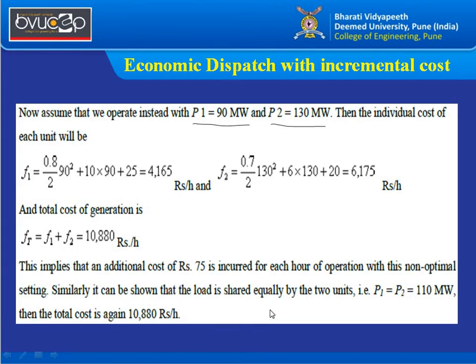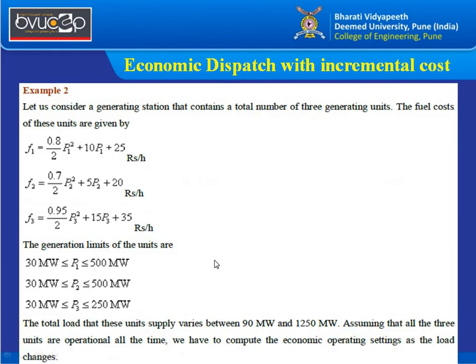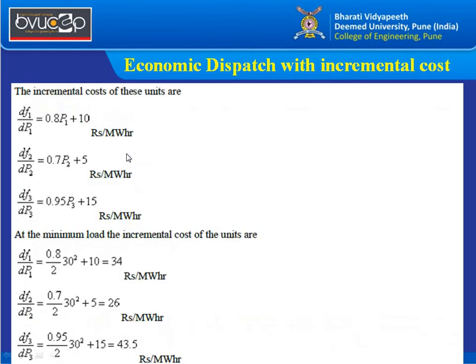Similarly, it can be shown that if the load is shared equally by the two units P1 and P2, which is 110 megawatt each, then the total cost is 10,880 rupees per hour. So this is the same as this particular case. So we can have multiple cases for P1 and P2 for optimization, and the final result is 10,805, which is the optimum result. So we can draw the conclusion from that particular example related to incremental cost. Now let us consider the second example, where we consider three generating units and the fuel costs are given for them.